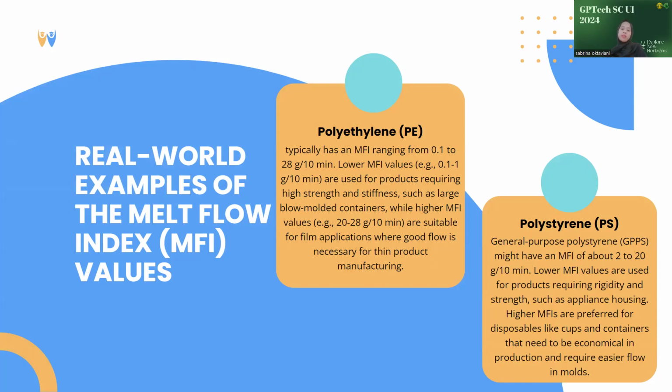For polystyrene, general purpose polystyrene might have an MFI of about 2 to 20 grams per 10 minutes. Lower MFI values are used for products requiring rigidity and strength, such as appliance housings. Higher MFI values are preferred for disposable items like cups and containers that need to be economical in production and require easier flow into molds.